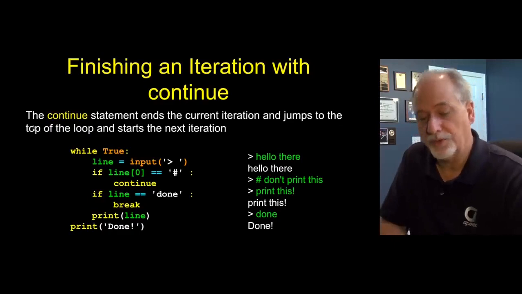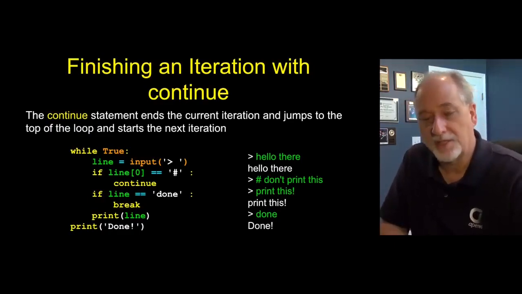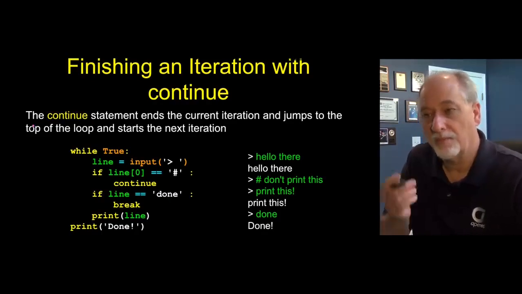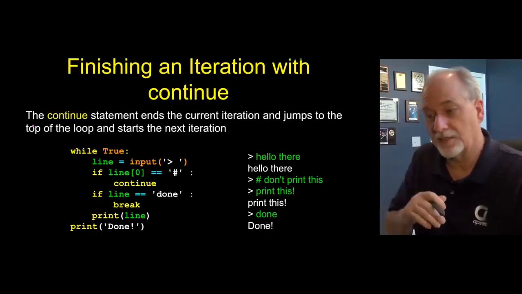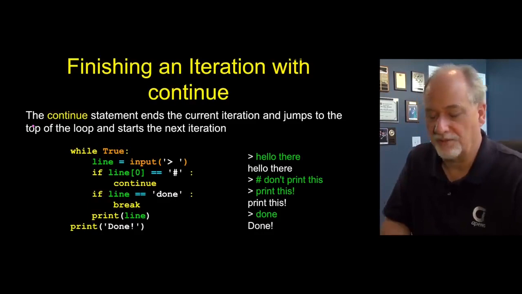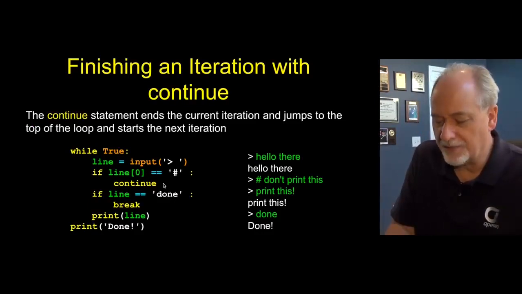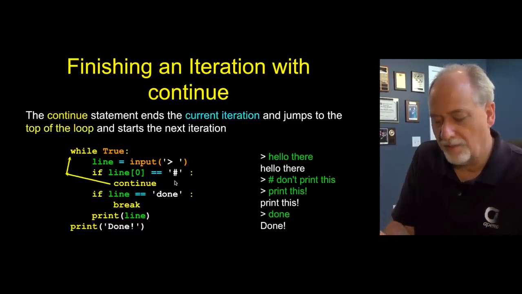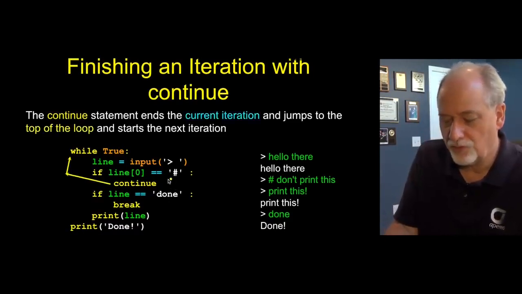Continue is another loop control statement, but it works differently than break. Break says get out of this loop. Continue effectively says stop this iteration. We're done with this iteration. And so continue says go back up to the top of the loop.